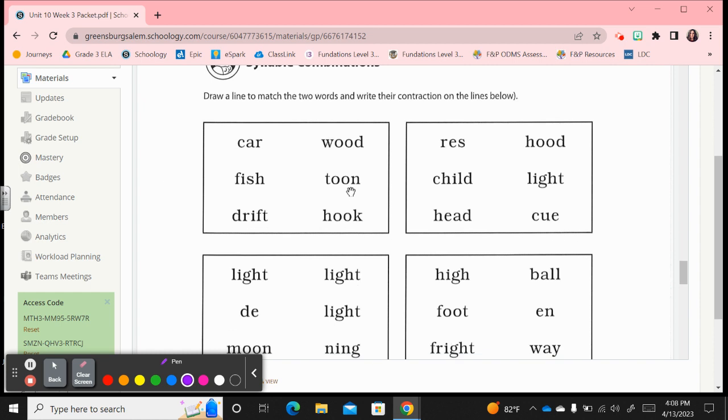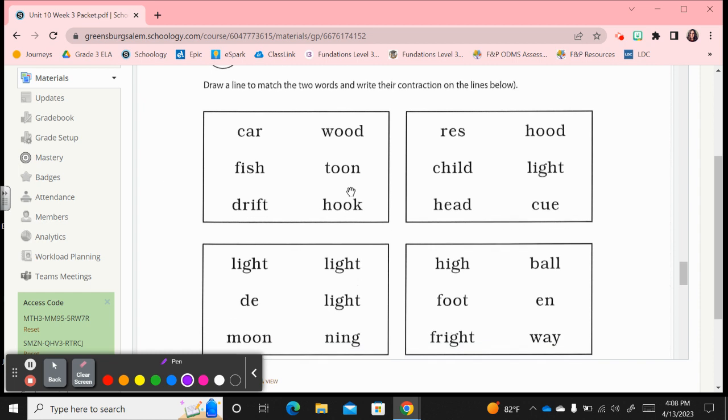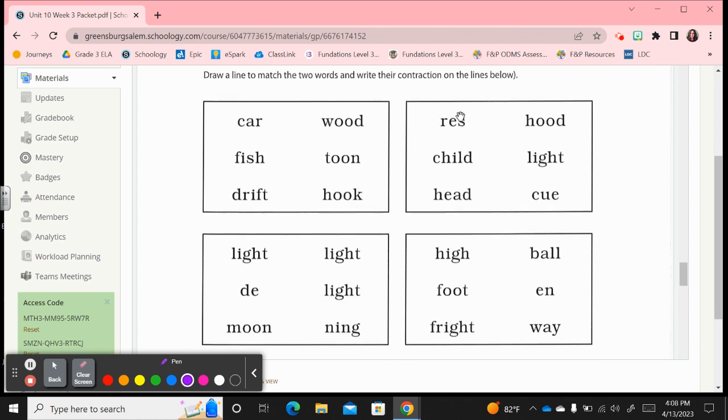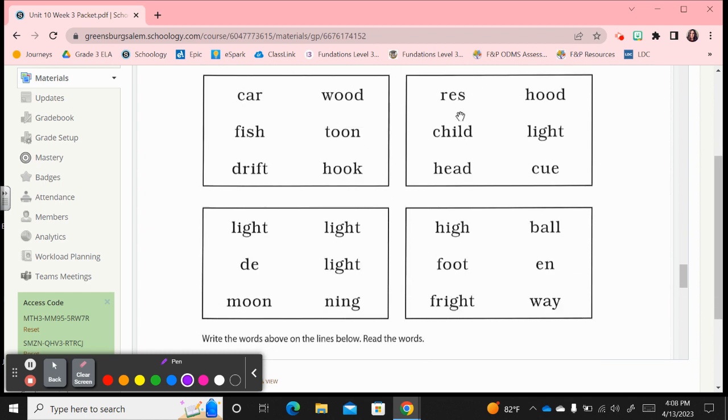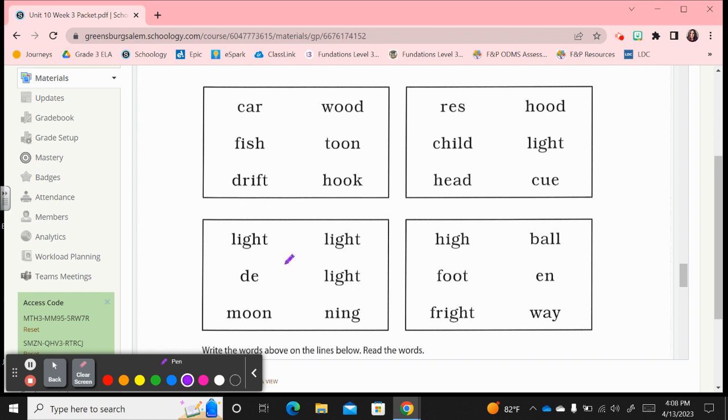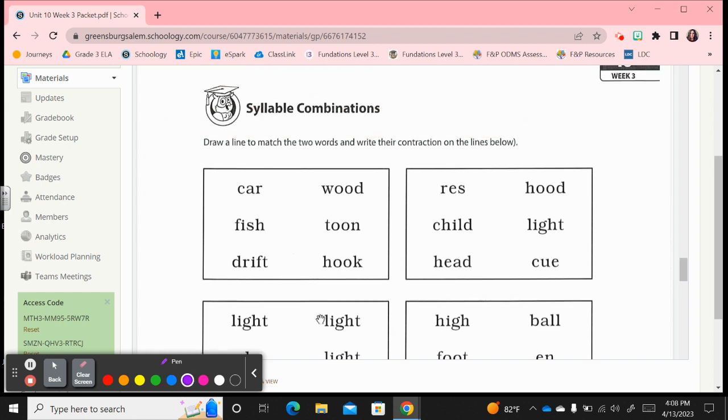We're going to draw a line to match words. It says draw a line to match the 2 words and write their contraction on the lines below. Well, these aren't contractions, so that is definitely a typo. So they didn't change that. These actually look like they would be compound words, so it's not a contraction. We're going to get to contractions, but this isn't it.